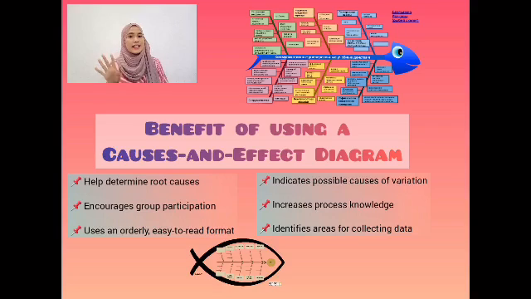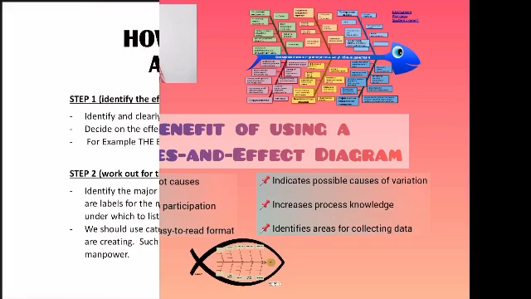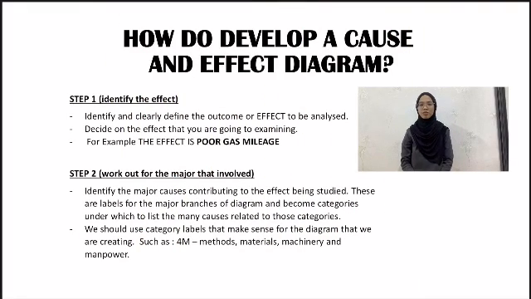And the fourth, it indicates possible causes of variation in a process. And fifth, it increases knowledge of the process by helping everyone to learn more about the factors at work and how they relate. And the last is it identifies areas where data should be collected for further study. Okay, how do we develop a cause and effect diagram?